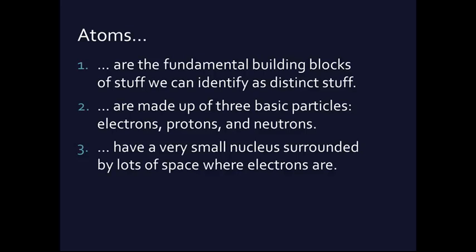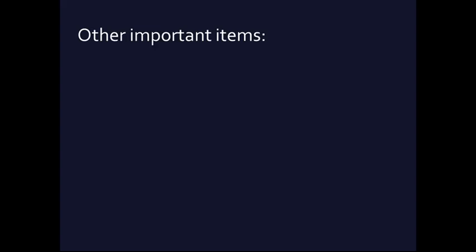So you can see that the nucleus is very, very small compared to the total amount of space that an atom occupies. Of course, electrons are much, much smaller than protons and neutrons are. So, for example, the mass of a proton is about 2,000 times as big as the mass of an electron, and the size of an electron is significantly smaller than the size of a proton.